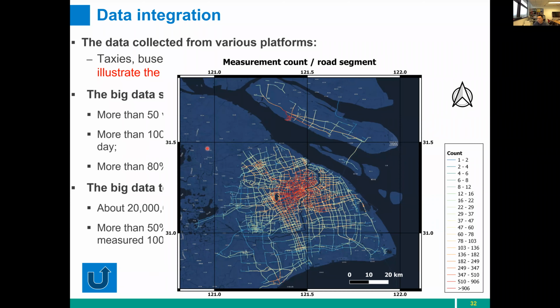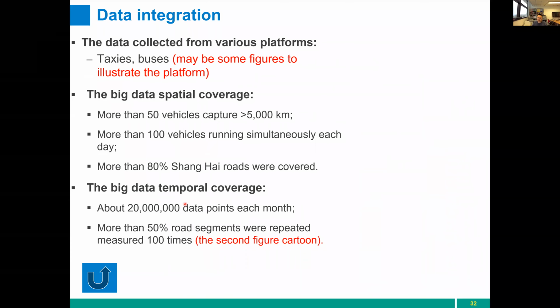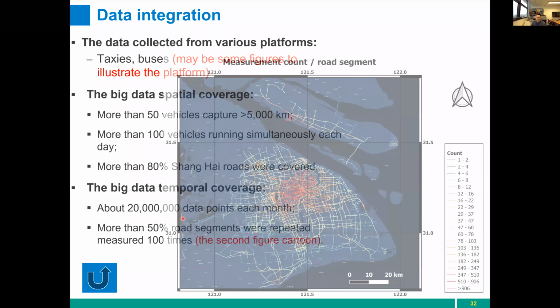If you put the information together in Shanghai, for example, the measurement count versus the roadway segment, this is where you see the density of the taxi traveling distance. You can see in the center of urban Shanghai it is very red, so there are a lot of travel counts inside the city, but outside the city it can be quite different, right? So this raises my next important question: once we have this many data points, are we supposed to keep them all, or is there anything else we need to do?